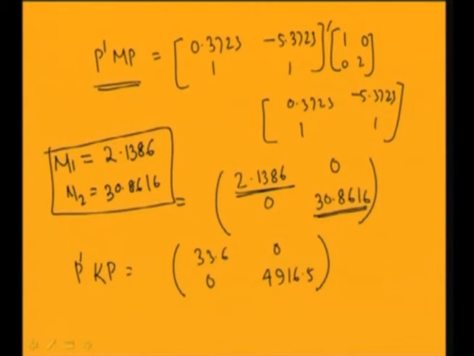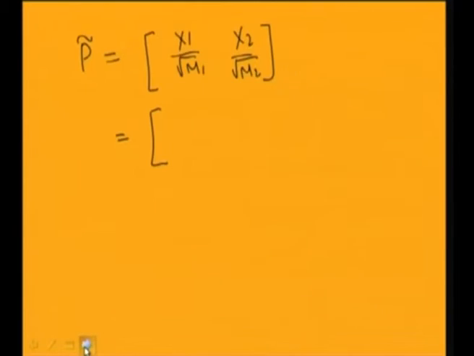To find the weighted modal matrix, the first column of the modal matrix is divided by root over m1 and the second column is divided by root over m2. By doing that division, one can obtain the weighted modal matrix equal to 0.2546, 0.6838, minus 0.9671, and 0.18.